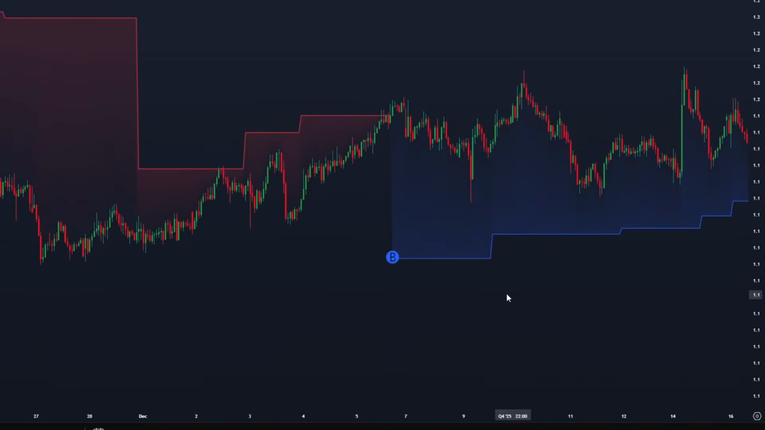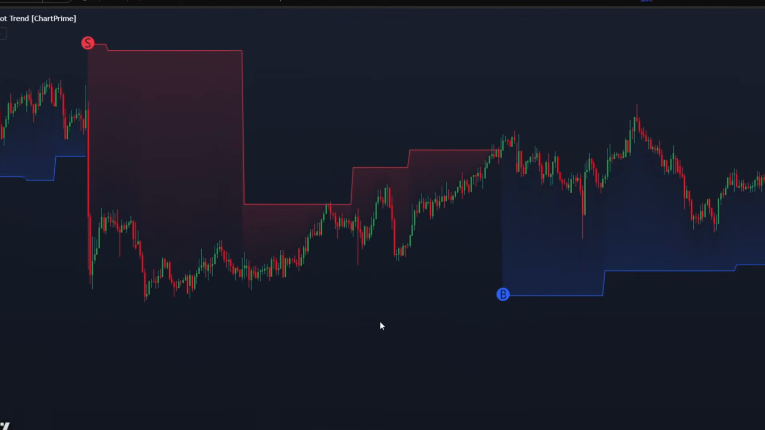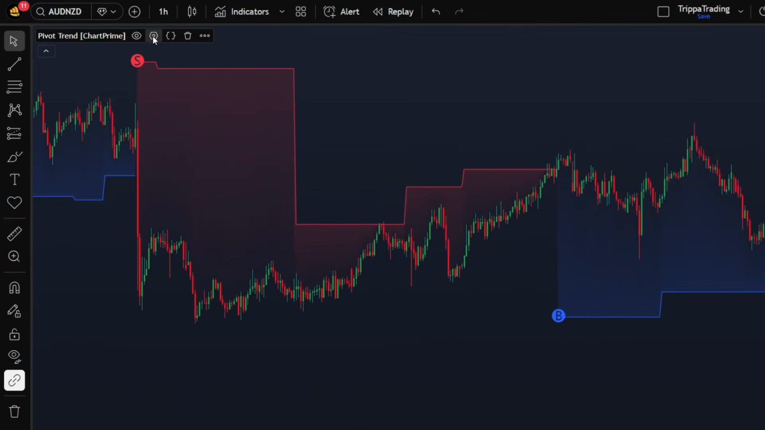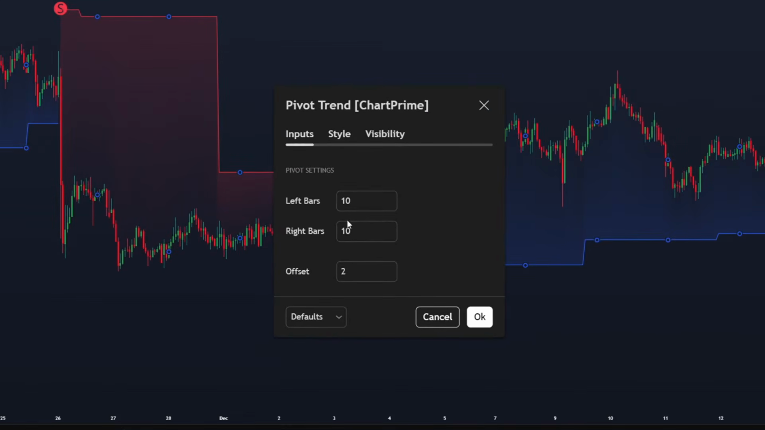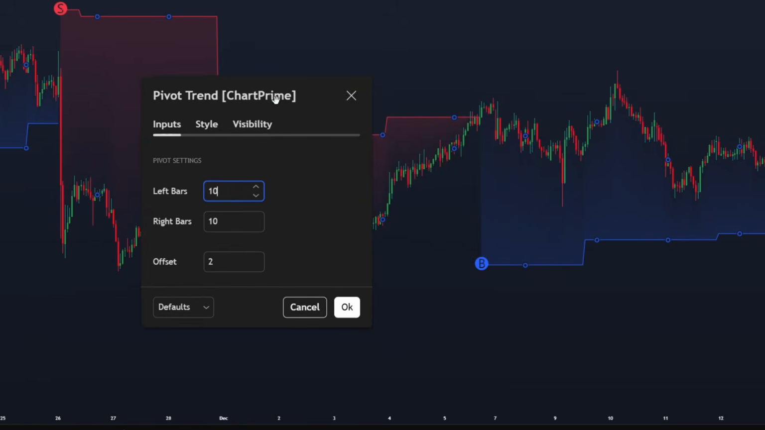Before we go into live examples, let me quickly explain the settings so you actually understand what this indicator is doing. Open the settings, you can do that from here. And you'll see left bars and right bars. These define how strong a swing high or swing low needs to be before it's accepted as real structure.